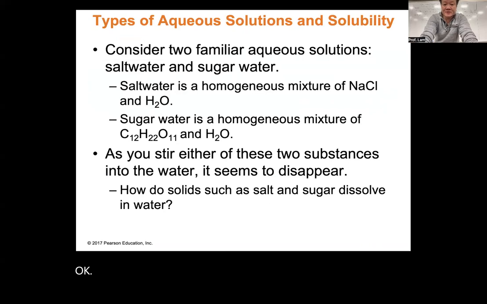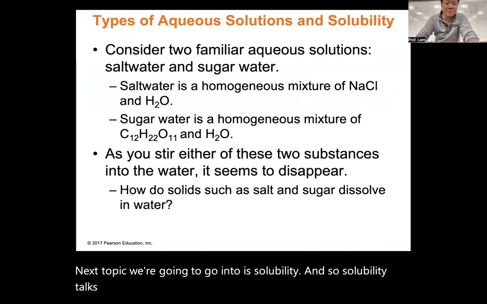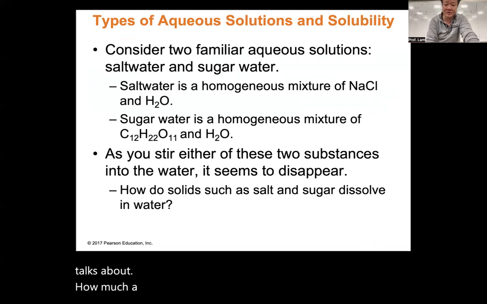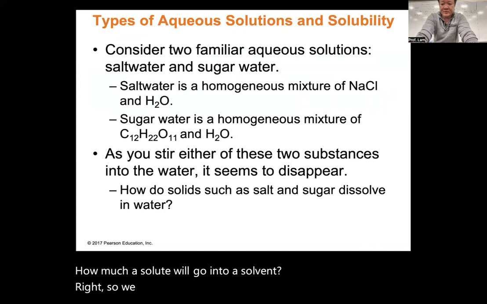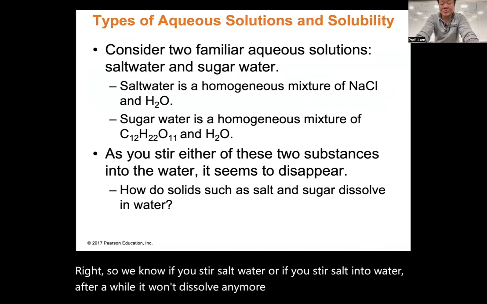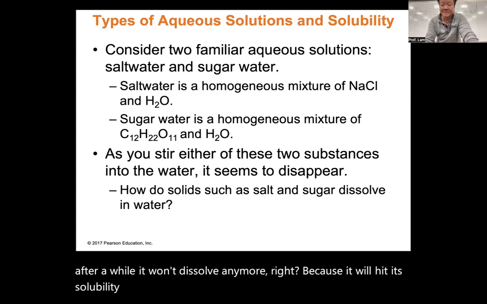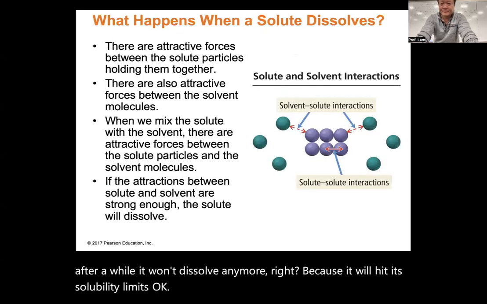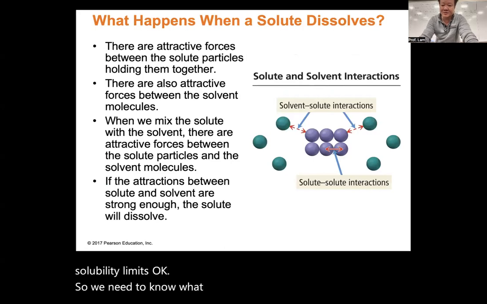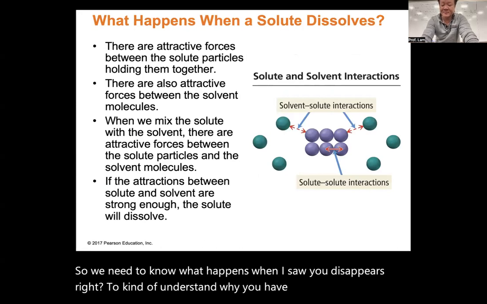Next topic we're going to go into is solubility. Solubility talks about how much of a solute will go into a solvent, right? So we know if you stir salt into water, after a while, it won't dissolve anymore, because it will hit its solubility limit. So we need to know what happens when a solute disappears, to understand why you have this solubility limit.